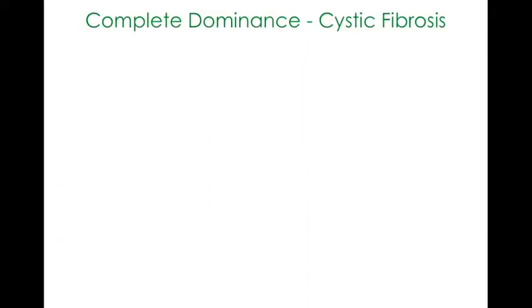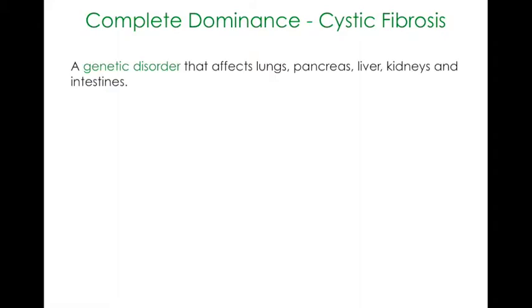Okay. Now let's look at the first one, complete dominance. Cystic fibrosis is our example that we're going to use here. I very briefly touched on it, but let me go through with you what cystic fibrosis is. It is a genetic disorder. Okay, it's congenital in the sense that it happens at birth. An individual with cystic fibrosis will have their lungs, pancreas, liver, kidneys, and intestines all affected by this particular disease.